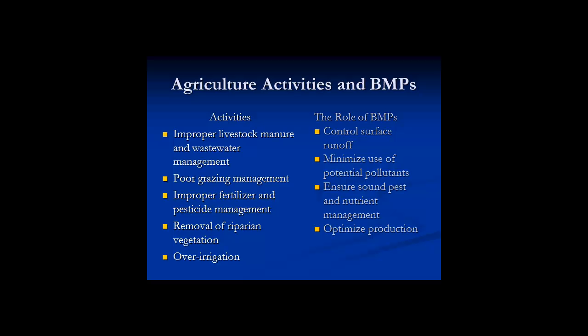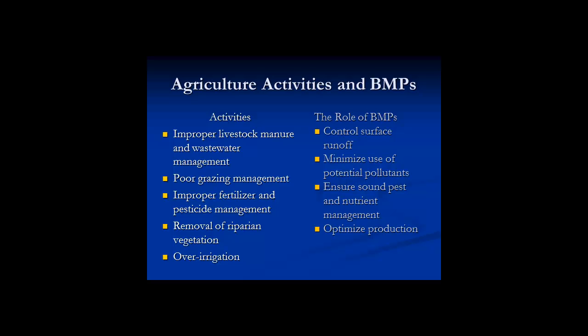Some of our agricultural activities and BMPs, these are lists of activities and BMPs. These are by no means listing everything that we need to know or talk about, but some of those are improper livestock manure and wastewater can lead to water quality issues. Poor grazing management or overstocking. I know in times of drought, when we're not in the norm, it's a little more difficult to keep on where those numbers should be, and we don't know how much more rain we're going to get.